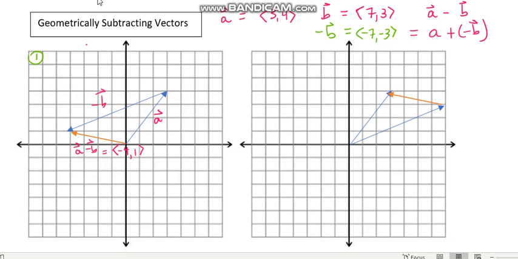Well, a faster option to subtract vectors is to place them tail to tail, like place them together. And then what you'll do is just draw the difference of the vectors, A minus B, from the head of the second to the head of the first. Okay, so let's label these. So here's A, here's B.